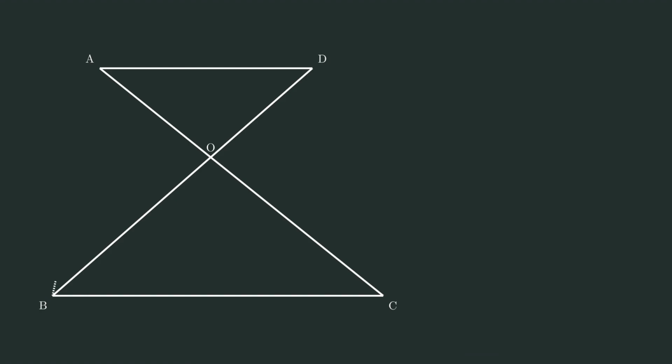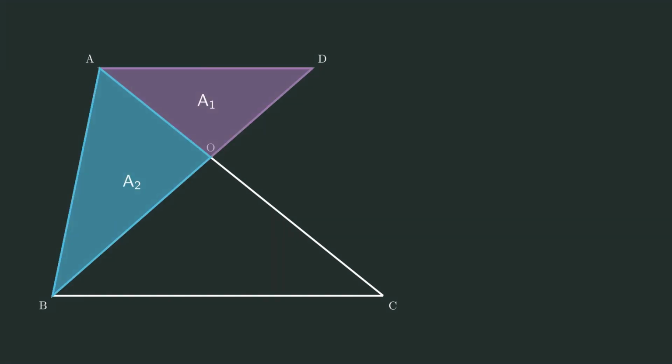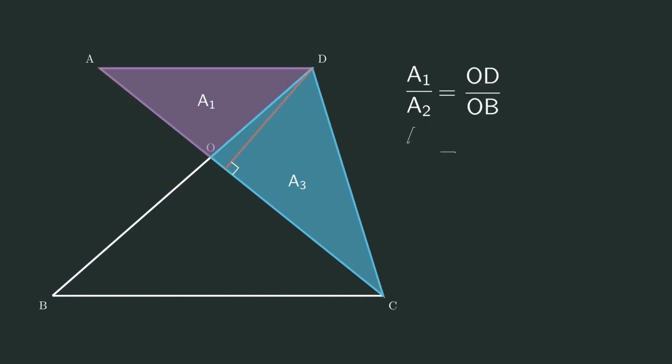Let's start. Connect 2 points on the same side, and the two triangles that appear have areas of A1 and A2 respectively. They share the same height, so their area ratio is the same as the base ratio. The same logic applies to the other side.